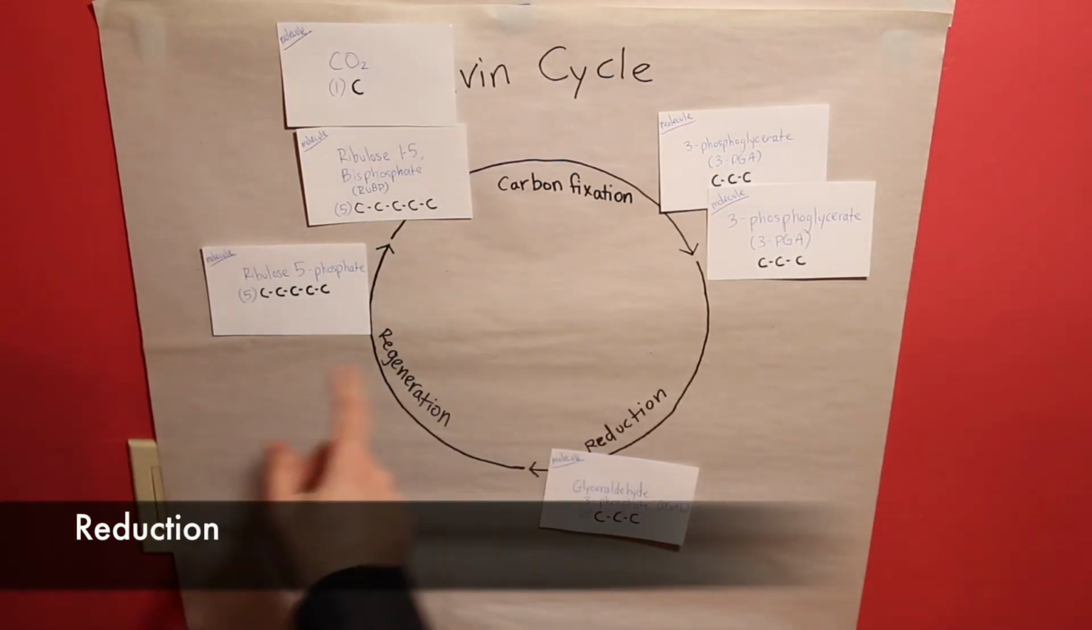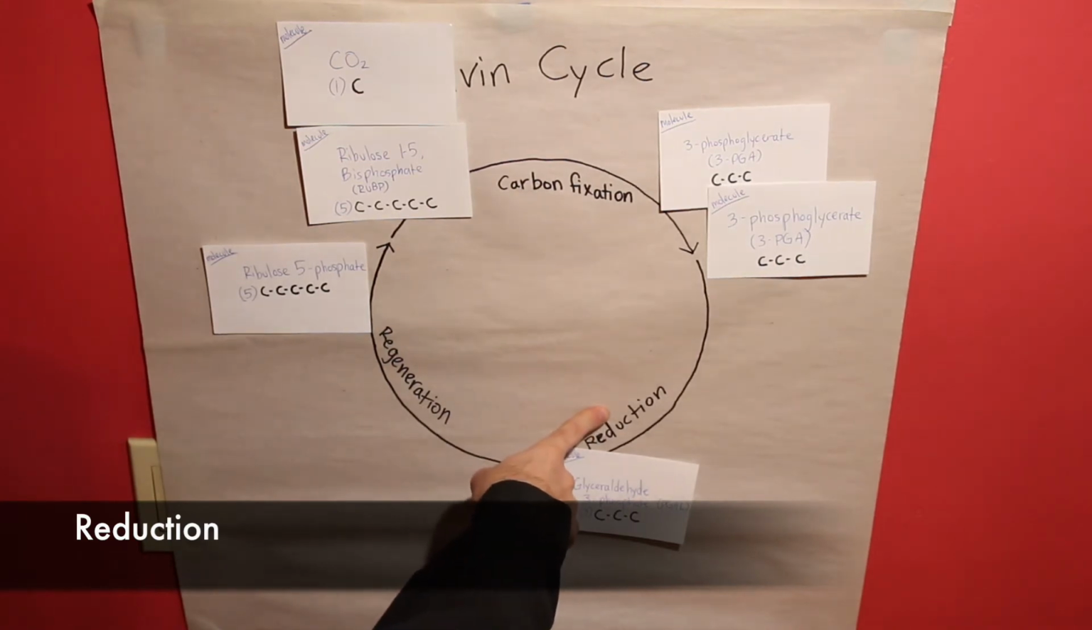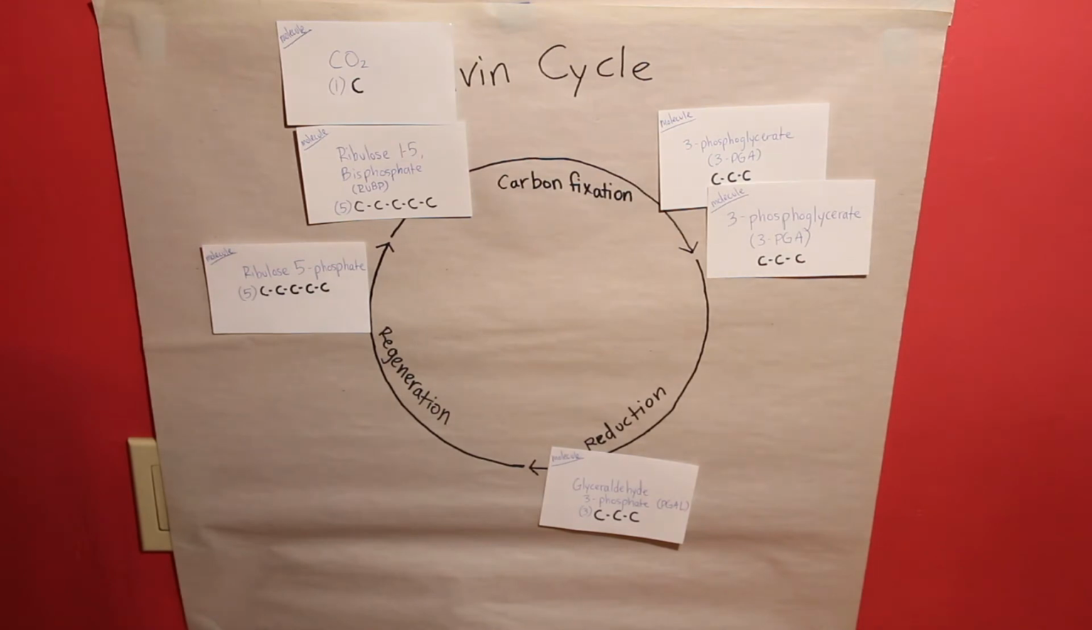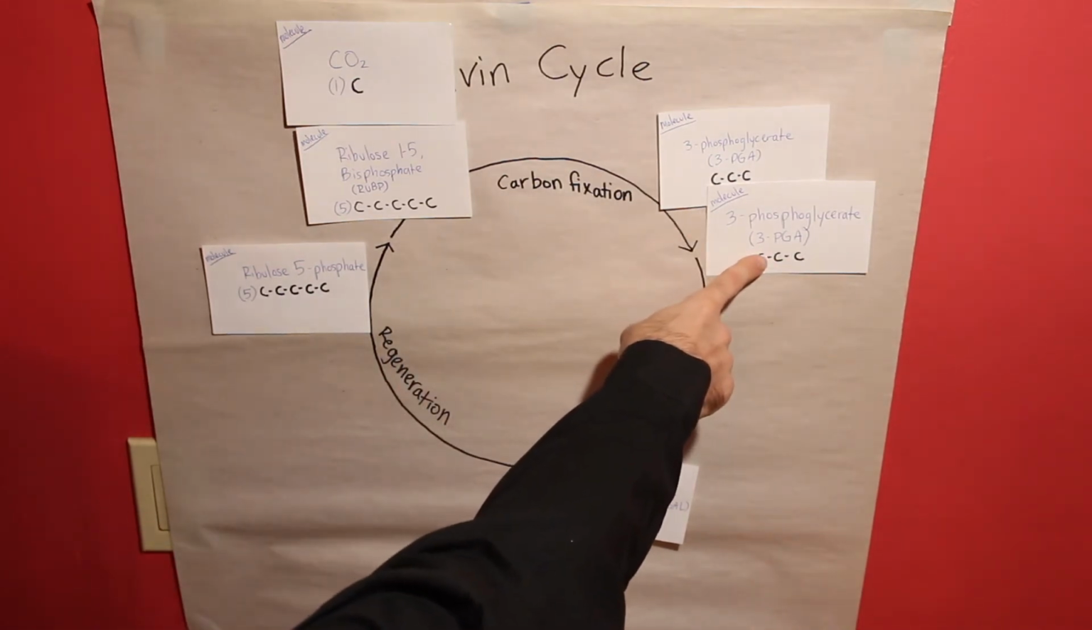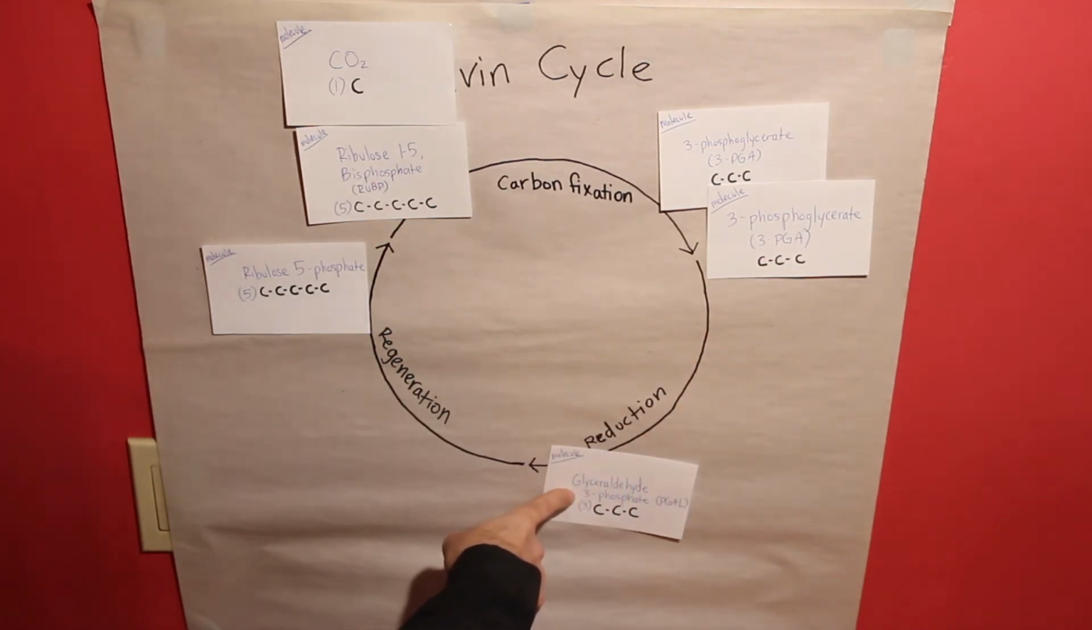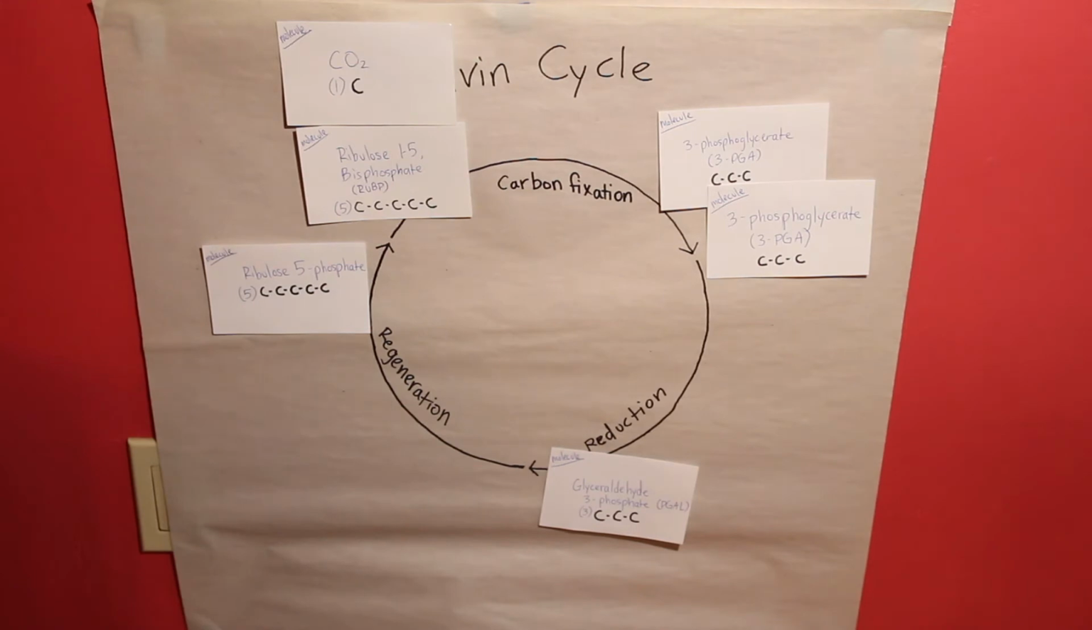Now we enter the reduction phase. This phase requires much of the ATP and all of the NADPH used in the Calvin cycle and reduces the product of carbon fixation to glyceraldehyde 3-phosphate or PGAL, most of which continues in the cycle.